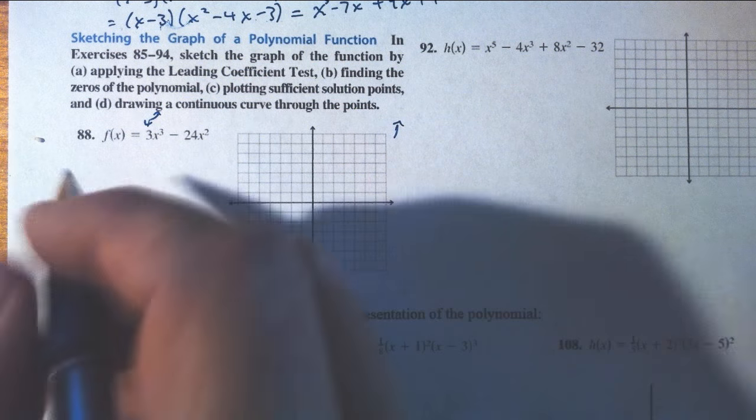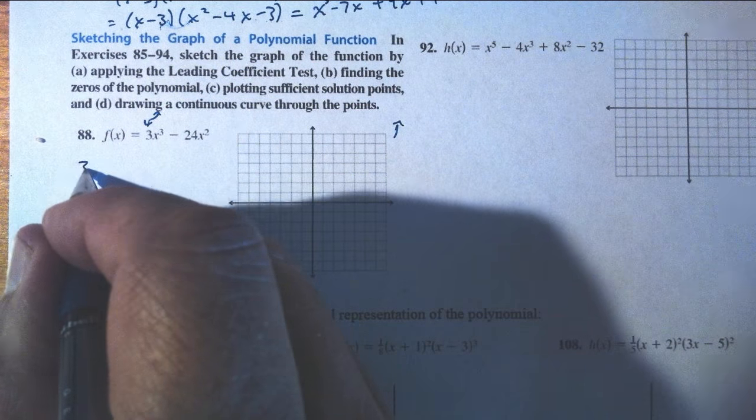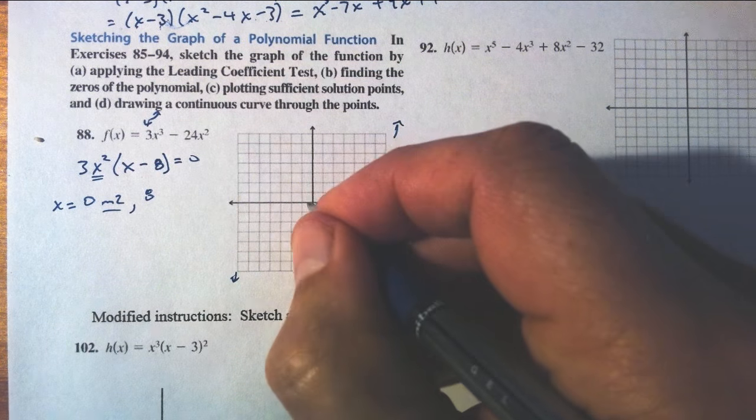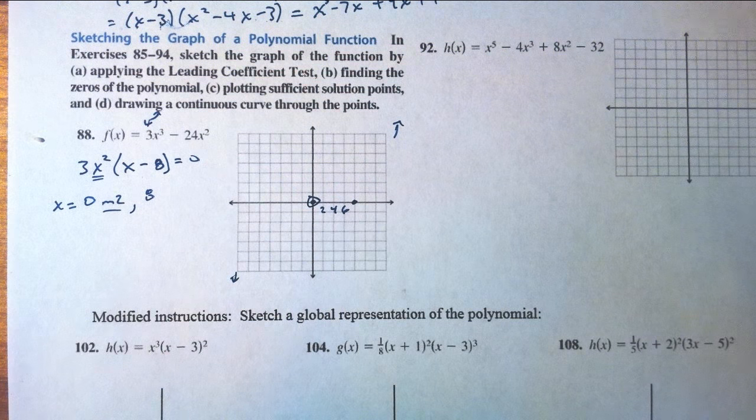Find the zeros. Well, for zeros, I'm going to factor out a 3x squared, and I'm left with an x minus 8. Set that equal to 0. Therefore, x equals 0, that is multiplicity 2, or x equals 8. Okay, I'm going to count by 2's here. So this is 2, 4, 6, etc. So 8 is a 0. 0 is a double 0.